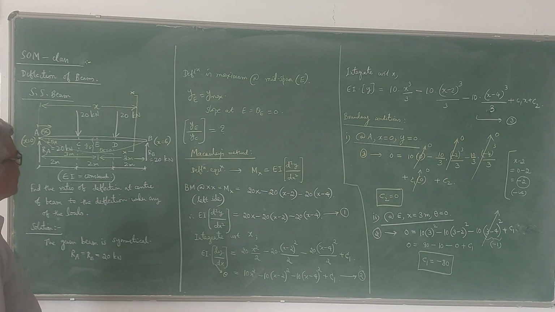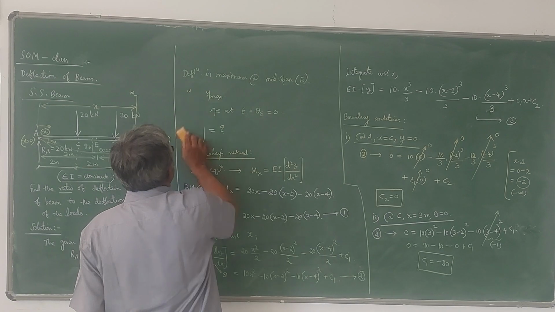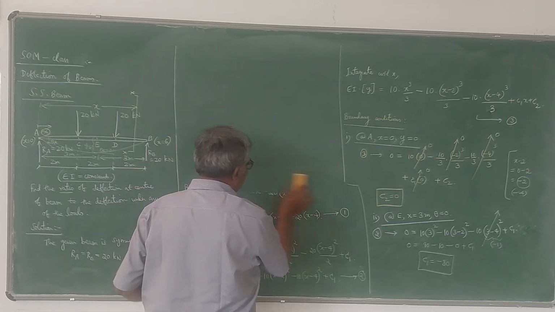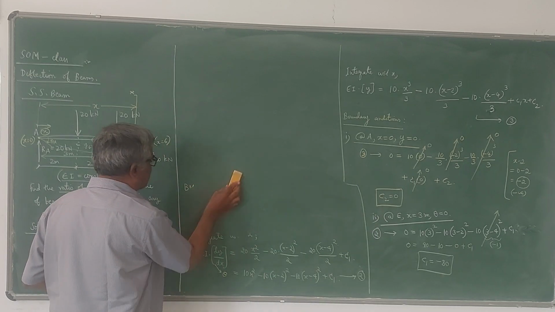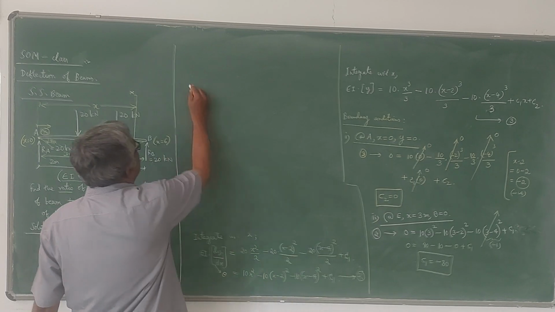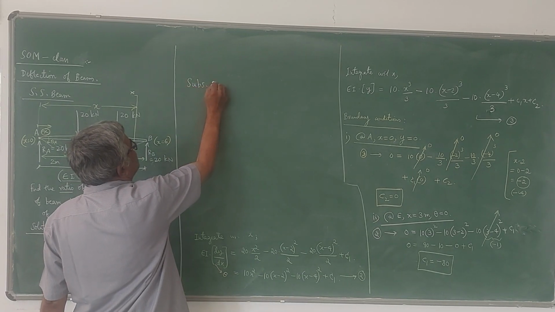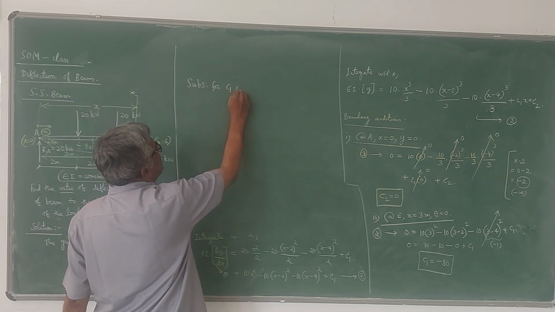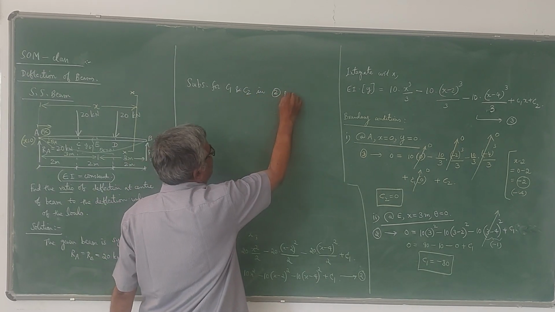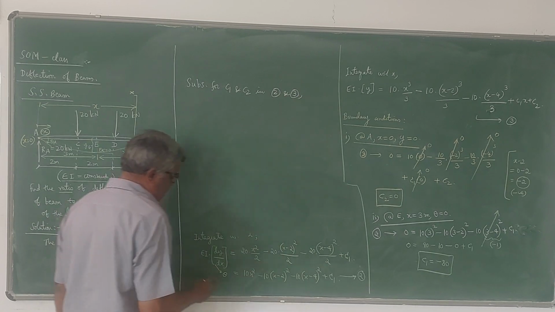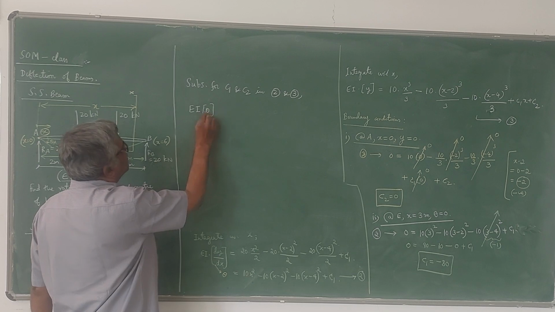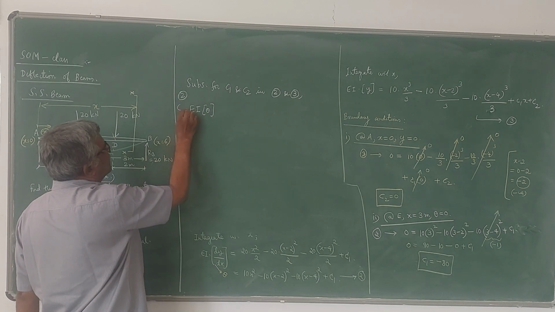slope and deflection equations. Now what I will do here is, let me substitute those two values, substituting for C1 and C2 in equations 2 and 3. So EI into theta, equation 2. So I am substituting first in equation 2.